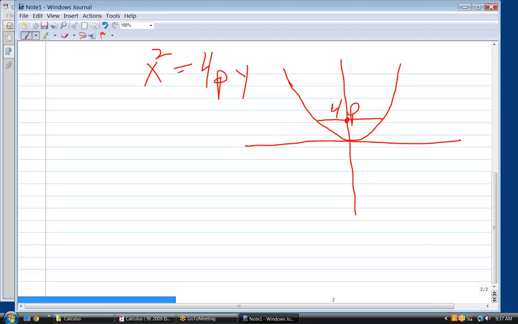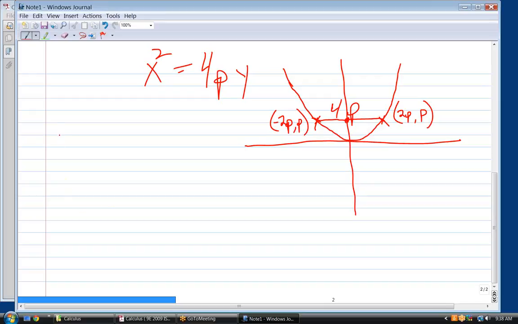Which makes this point right there (2p, p), and this point over here (minus 2p, p), the coordinates of those points. And the question is to find the arc length from this point to this point.